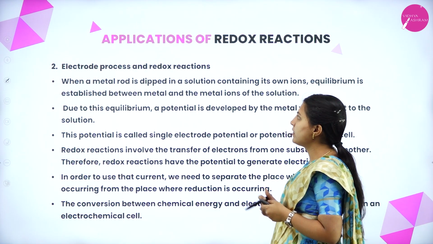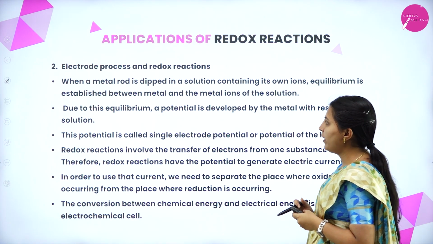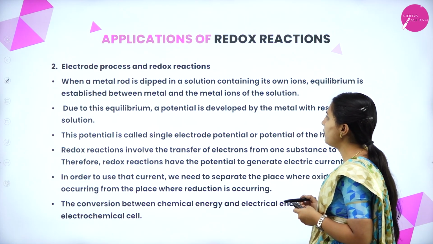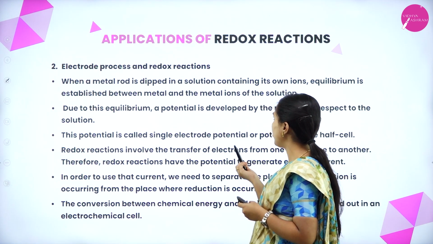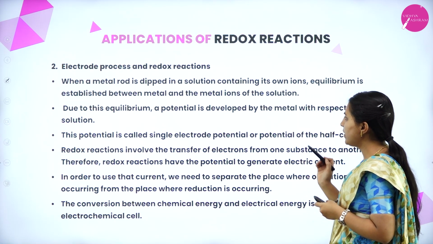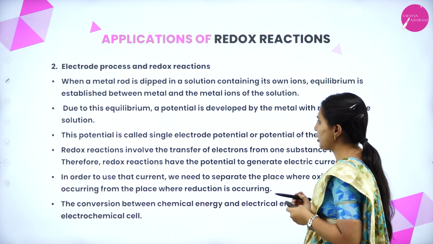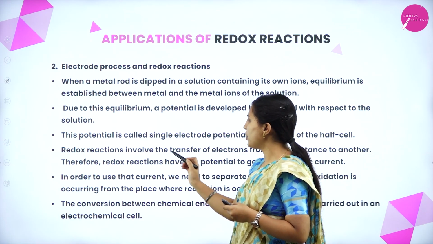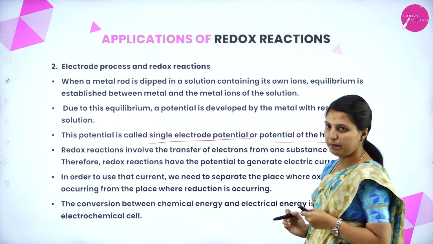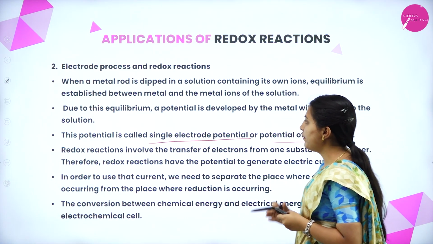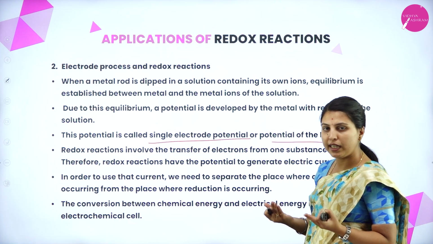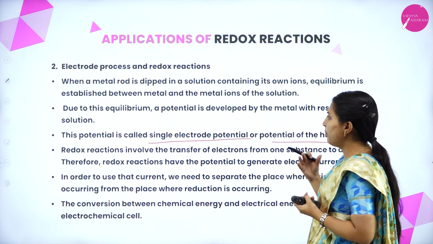Next, electrode process and redox reactions. When a metal rod is dipped in a solution containing its own ions, an equilibrium is established between the metal and the metal ions of the solution. Due to this equilibrium, a potential is developed by the metal with respect to the solution. This potential is called single electrode potential or potential of the half cell. Between the metal and metal ions, the potential, nothing but energy, will be developed.